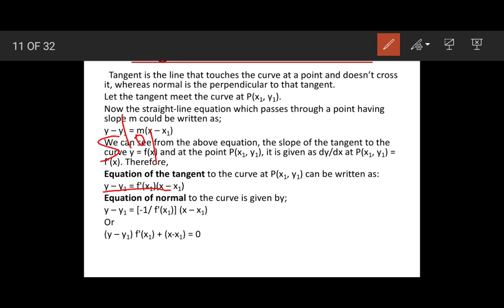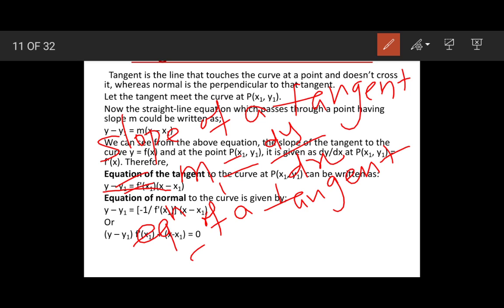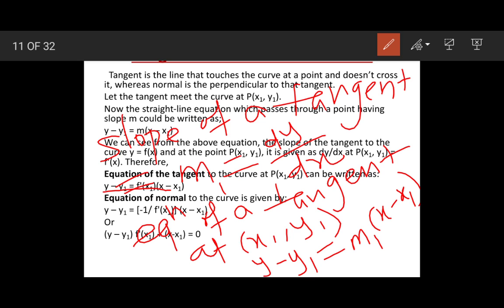So the first formula is the slope of a tangent. First we have to find the slope of the tangent, which we denote by m1, and m1 is simply equal to dy upon dx. Then we have to find the equation of the tangent at the point (x1, y1). The equation will be y minus y1 equals m1 into (x minus x1). So to find the equation of a tangent, first we differentiate y with respect to x, which gives the slope. After finding the slope we apply the formula y minus y1 equals m into (x minus x1).